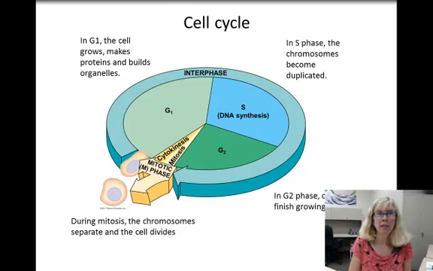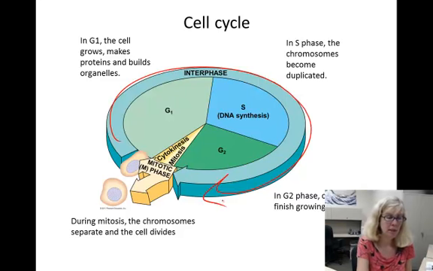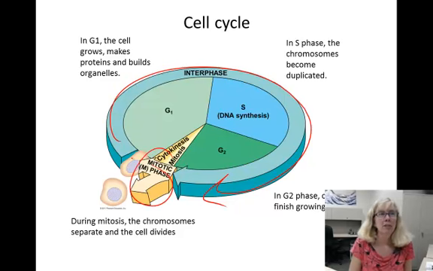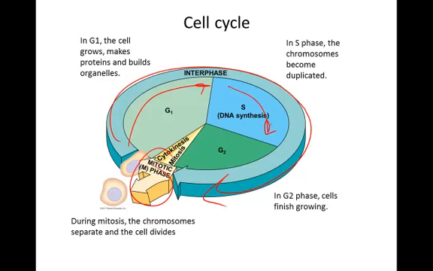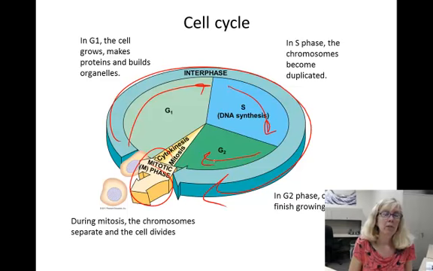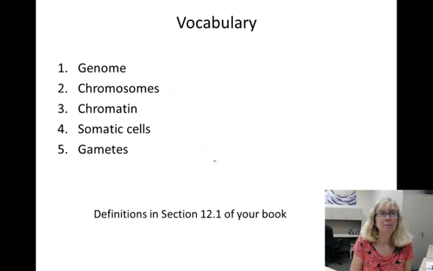There are two main phases, interphase and mitosis. Interphase is divided into three subphases. In G1, the cell grows, makes proteins, and builds organelles. Some cells rarely or never divide and remain in G1 for the life of the organism. In S phase, the chromosomes become duplicated. And in G2 phase, cells finish growing and go into mitosis. During mitosis, the chromosomes separate and the cell divides into two daughter cells.